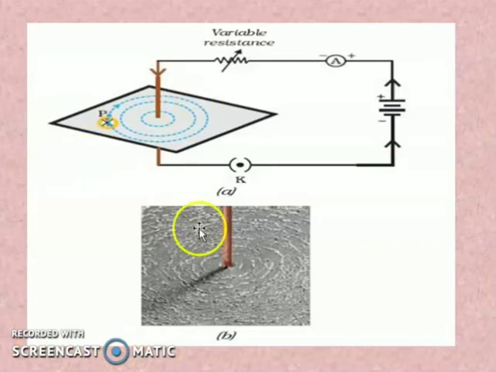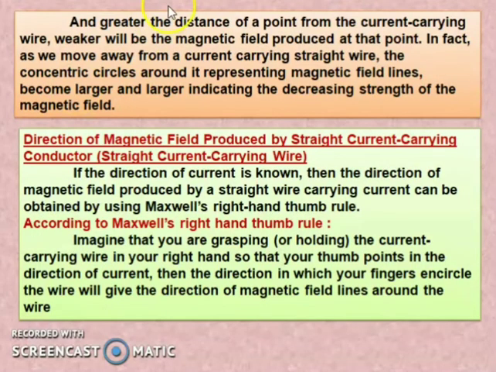This is the diagram, and these are the concentric circles that you get as magnetic field lines around the wire. The greater the distance of the point from the current carrying wire, the weaker the magnetic field produced at that point. In fact, as we move away from the current carrying straight wire, the concentric circles representing the magnetic field lines become larger and larger, indicating the decreasing strength of the magnetic field.